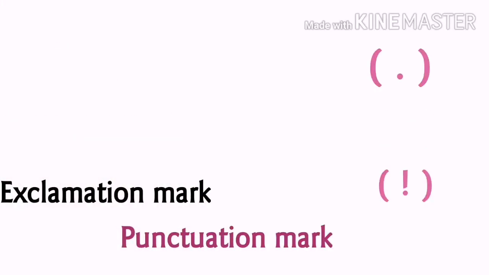So every sentence begins with a capital letter and ends with a full stop. A question mark is placed at the end of every interrogative sentence. An exclamation mark is placed at the end of every exclamatory sentence. So these are the basic rules.